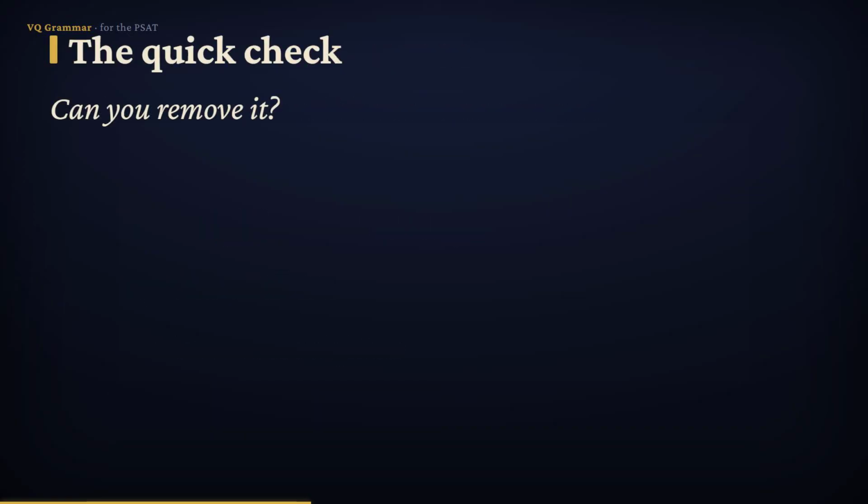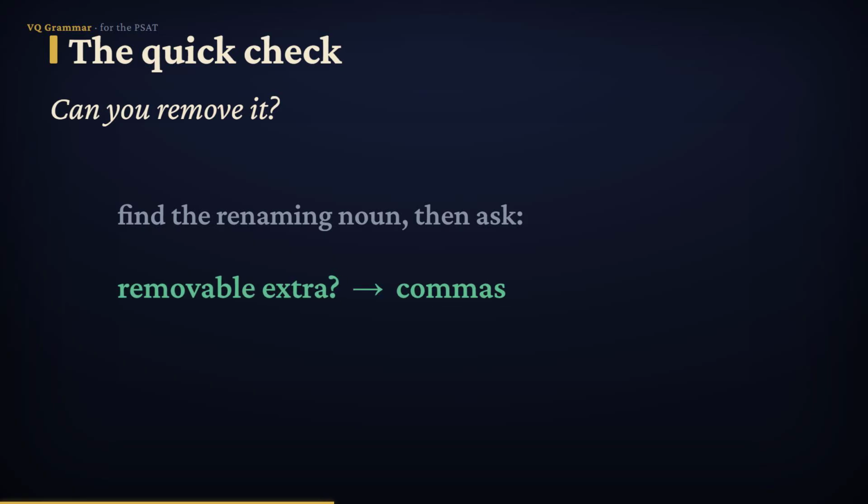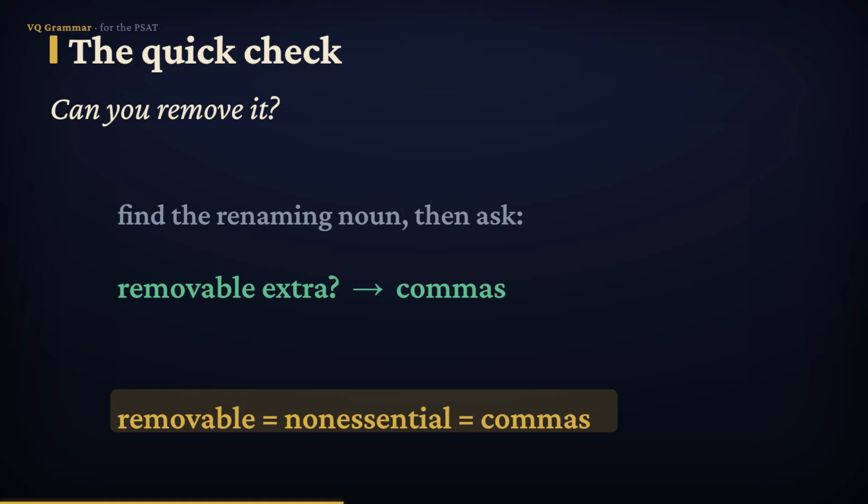That's the whole rule. So here's your quick check. First, find the noun that renames another noun. That's the appositive. Then ask one question. Can I remove it and still have the basic meaning? If yes, it's non-essential, so set it off with commas. If no, you need it to know which one. It's essential, so use no commas.